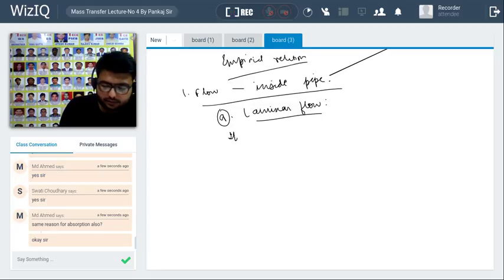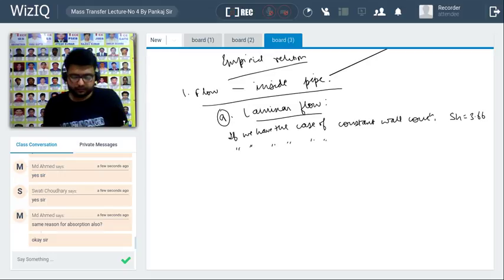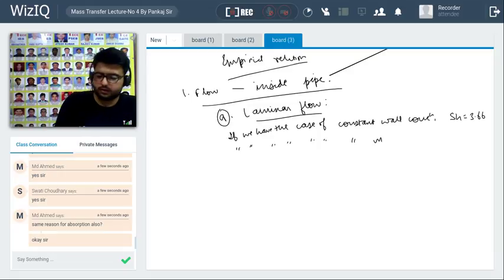Number one, if we have the case of constant wall concentration, Sherwood number is equal to 3.66. Similarly, if we have the case of constant molar flux, the value of Sherwood number is equal to 4.34. Okay. Now for the turbulent flow.